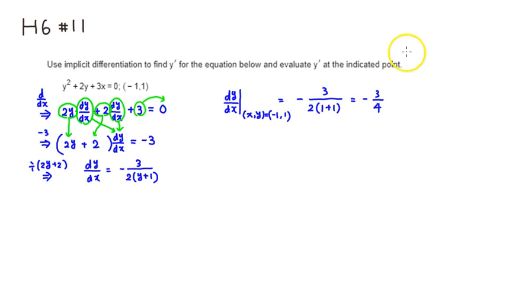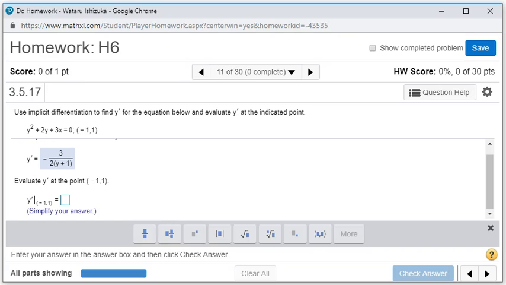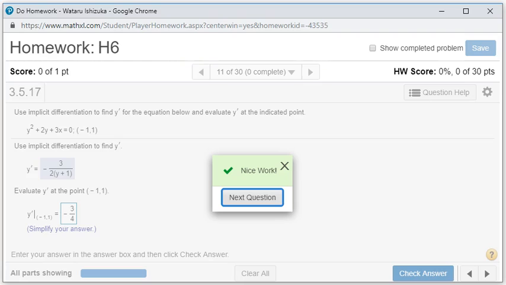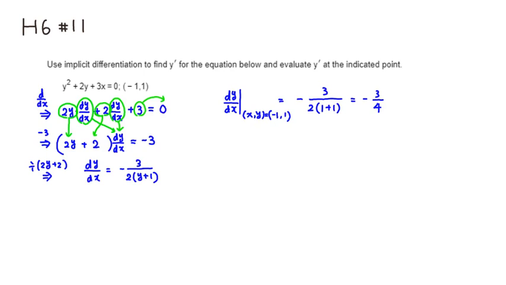So let's type it in. The answer we got was -3/4. Let's check the answer. We got that. That's it. I hope that this was clear.